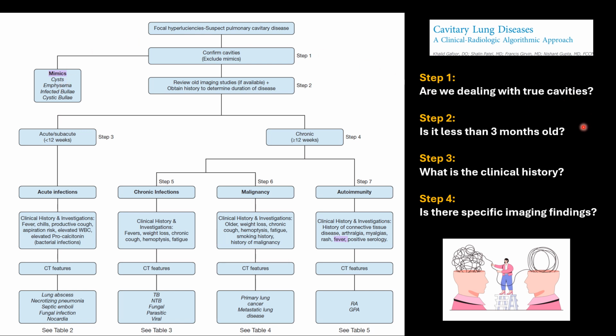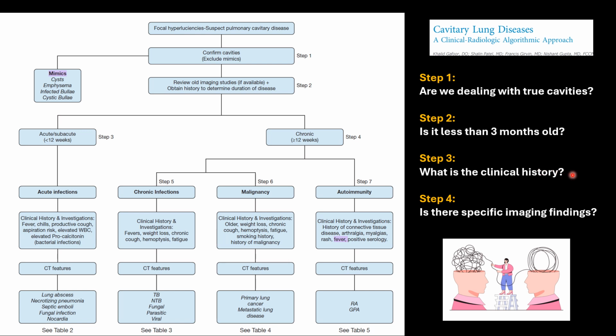Second important thing is, is it less than 3 months old or more than 3 months old? If it's less than 3 months old, it's more probably an acute or maybe subacute infection. Maybe pulmonary embolism is another thing that can be added to this list. And if it is more than 3 months old, it is either malignancy or autoimmune. And there might be a few chronic infections, namely tuberculosis, fungal, and atypical organisms.